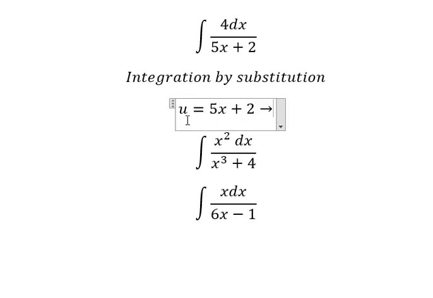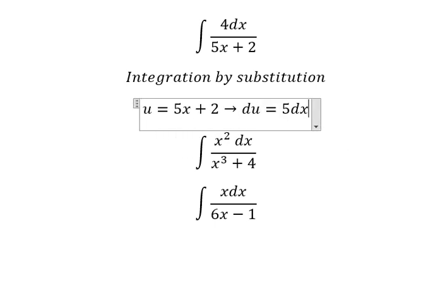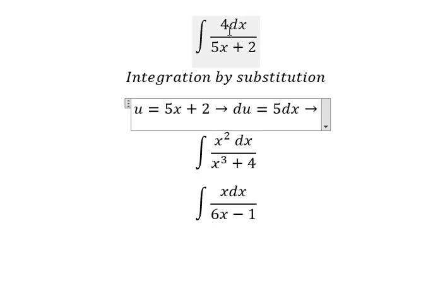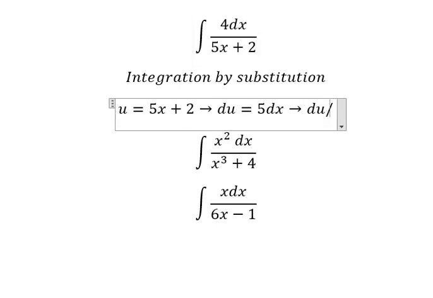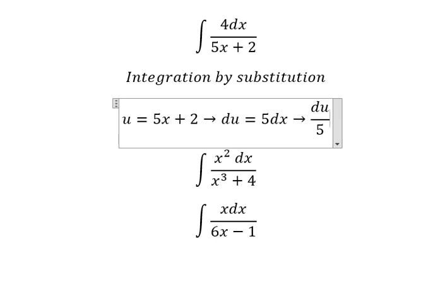Later, we need to first take the derivative of both sides, and we have 5 dx. This one is about number 1. This one is about the constant, because we don't have 5, so we need to divide both sides by 5.